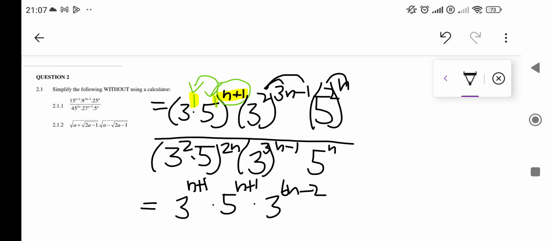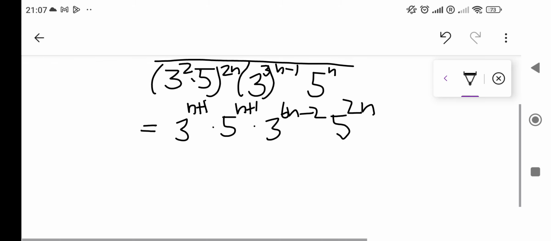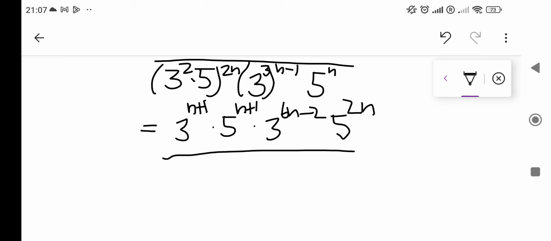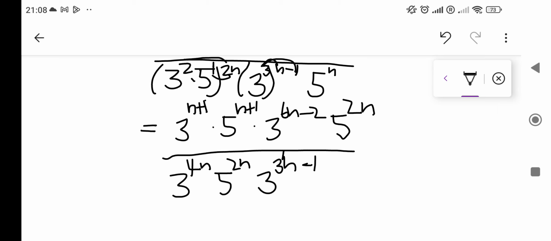Okay, 2 times n, so this is going to give us 5 to the power of 2n. Okay, let's check the denominator. So this is going to be 3 to the power of, so this 2 multiplies with that 2, gives us 4n, and this invisible 1 multiplies with the 2n, so that's 5 to the power of 2n. Then we're going to have 3 to the power of 3n, and 3 multiplies with that negative 1, gives us negative 3, and the 5 to the power of n stays there.